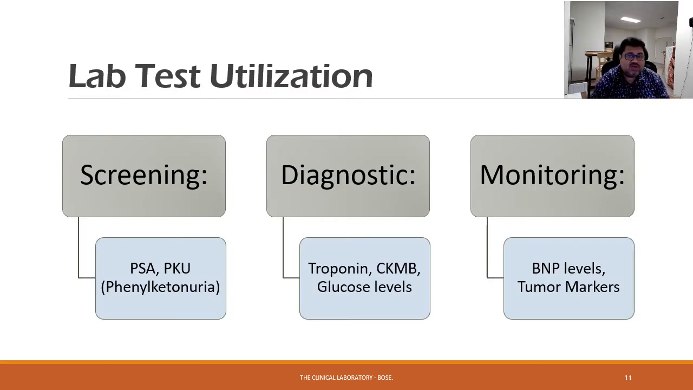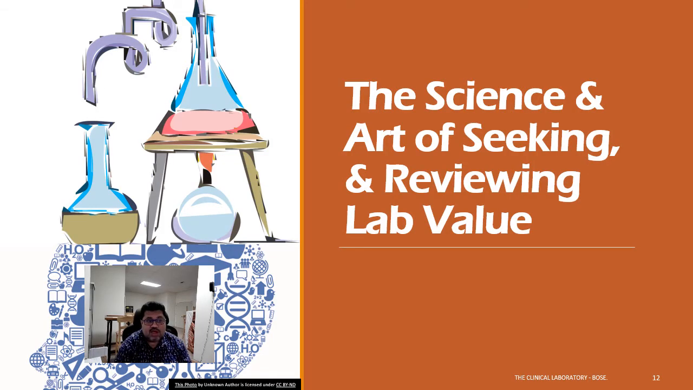So lab tests are used for the purpose of screening, for the purpose of diagnostics, and the purpose of monitoring the progression of a patient. So examples are provided on the screen. Now, PTs do not have prescriptive authority yet in the United States, but it is changing because in other countries it is present or developing as well. We can request the physician to order specific lab values if we suspect that there is an underlying condition with the clinical manifestations of the patient.